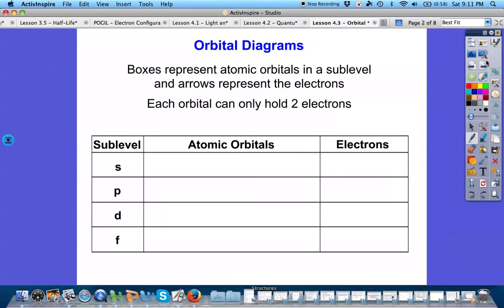So in orbital diagrams, the boxes represent the atomic orbitals in a sublevel, and the arrows represent the electrons. Each orbital can hold 2 electrons. So in the S sublevel, we said that there is one orbital, and there can be a total of 2 electrons. So we draw 2 arrows.